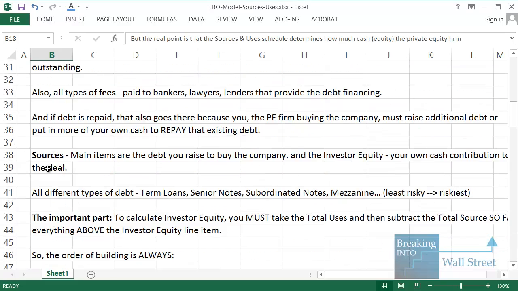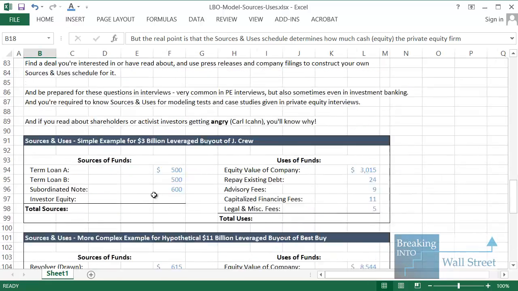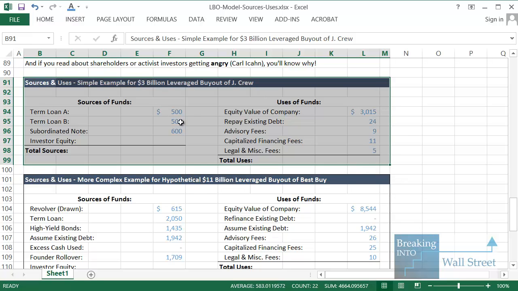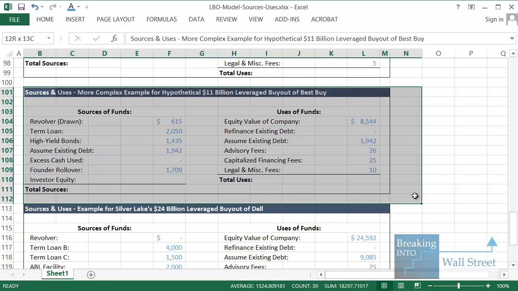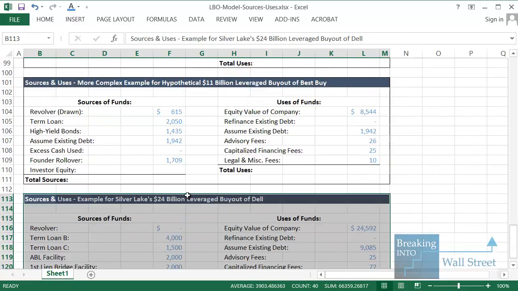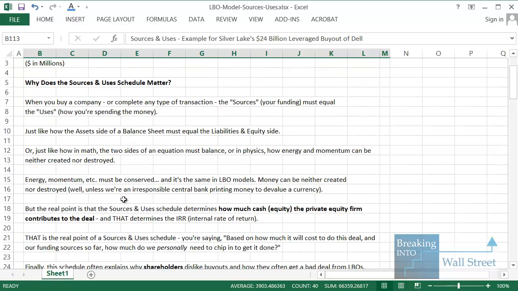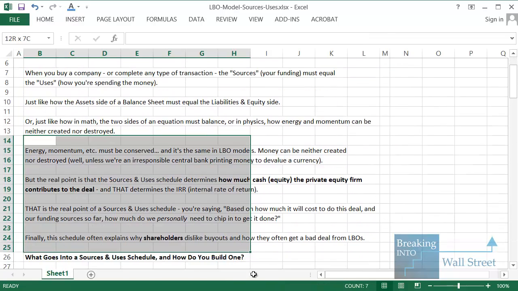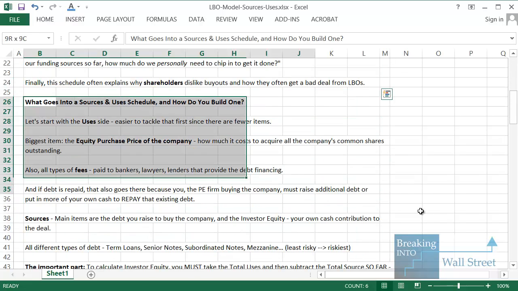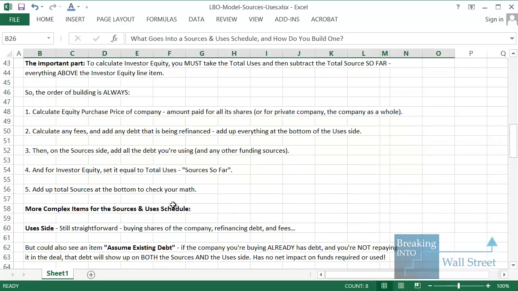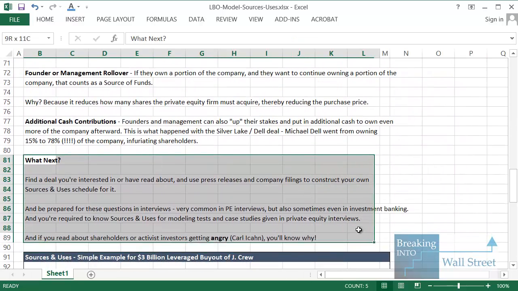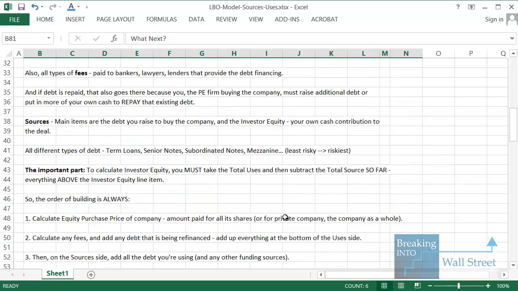To illustrate these points, what I have up here is extracts from some of those models that I just showed you: a simplified sources and uses schedule for J.Crew, then a more complex one for Best Buy, and then an even more complex one for the leveraged buyout of Dell. Once we go through a few more points on why sources and uses matter, I'm going to tell you what goes into the schedule, how you build it, a few more complex items, and then we'll go through at the end what to do next if you want additional practice with this topic.